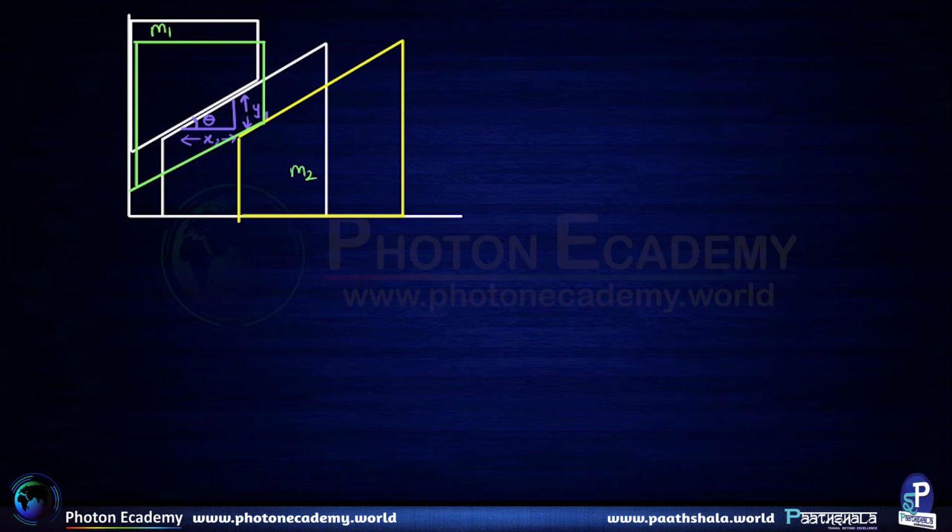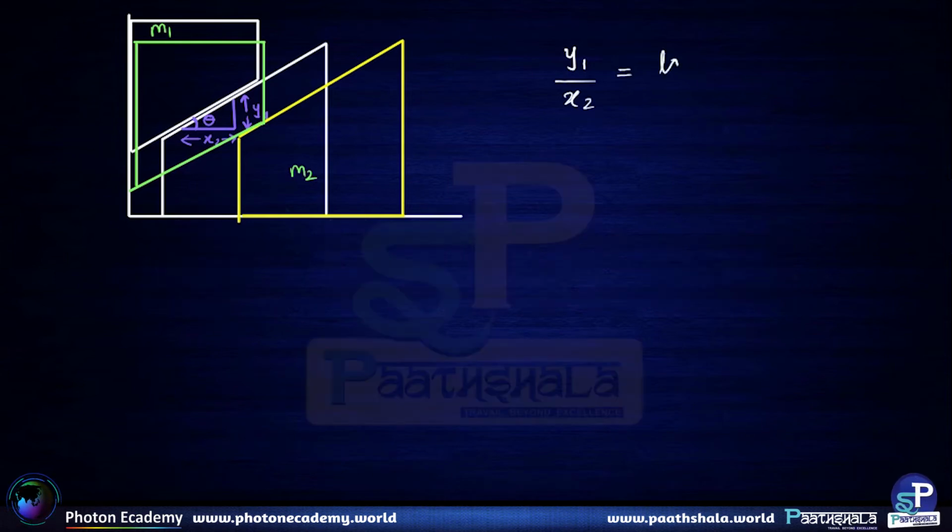So we'll have to have this particular equation, y1 upon x2 is equal to tan theta. That is, y1 is equal to x2 tan theta. On double differentiating y1, we get the downward acceleration of the mass m1.